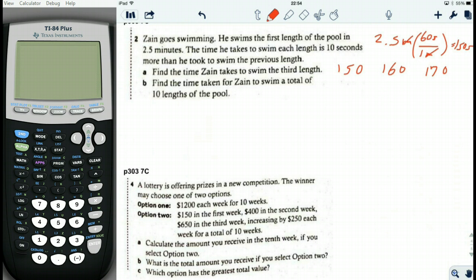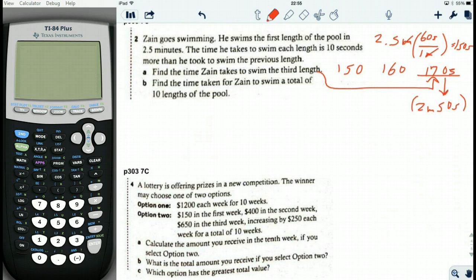And then we look, find the time Zane takes to swim the third length. Hey, we already got it. Okay, 170 seconds. If you want to convert that into minutes, that's actually equal to 2 minutes and 50 seconds. Okay, but you could just leave 170 seconds, that's fine.